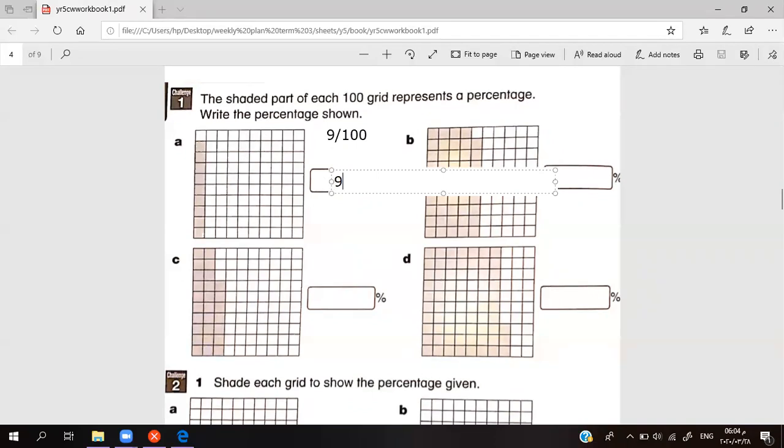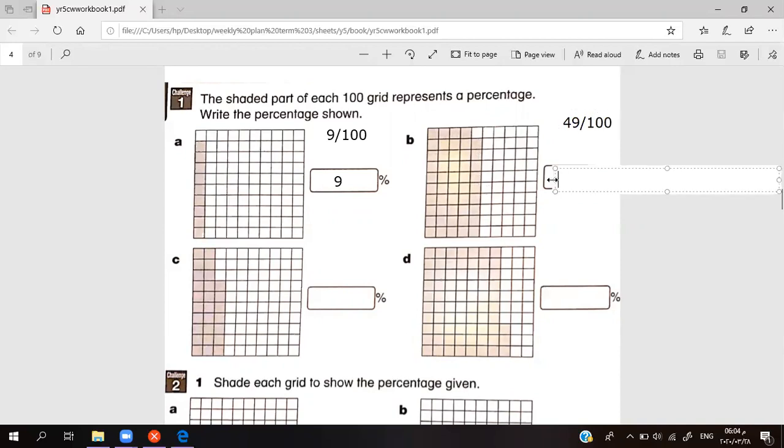Okay. Now B, let's count the columns from one by 10. 10, 20, 30, 40, 49. So this is 49 over 100 or 49 of 100. So what is the percentage?